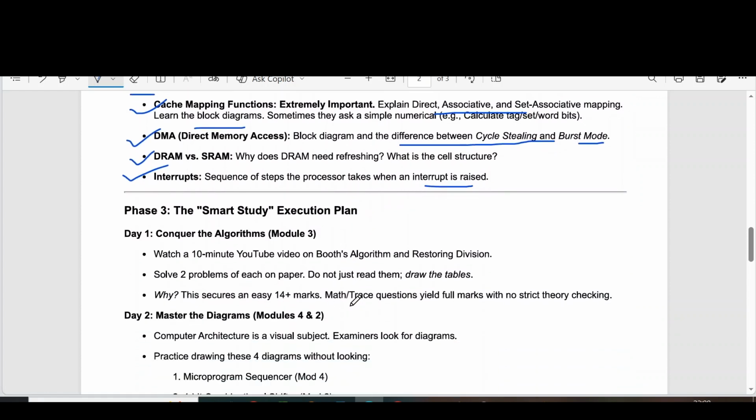Now we can see a plan of study. So first, you can conquer the algorithms. The two important algorithms are Booth's algorithm and restoring algorithm. Then solve 2 problems of each on paper and draw the tables.